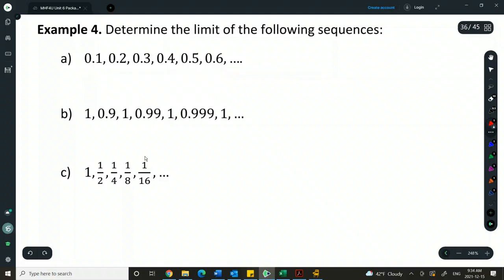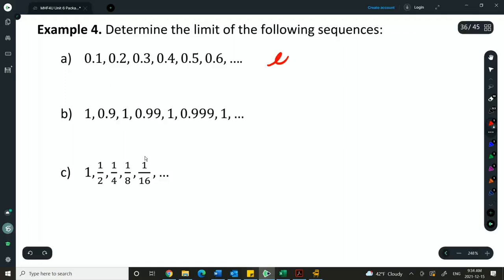So imagine if this sequence of numbers were to continue. 0.1, 0.2, 0.3, and so on. 0.6, 0.7, 0.8, 0.9, 1, 1.1, 1.2, and so on. Is this approaching any specific value? No, it's not approaching any specific value. We could say the limit approaches infinity, but infinity is not a specific value, right? So technically this limit does not exist. It doesn't approach any specific value.